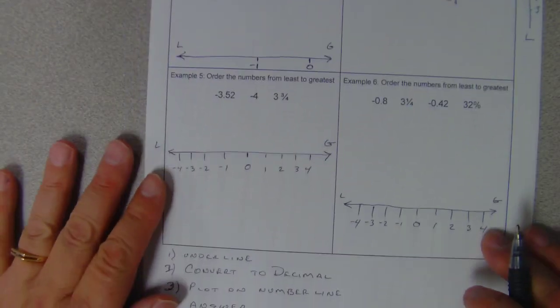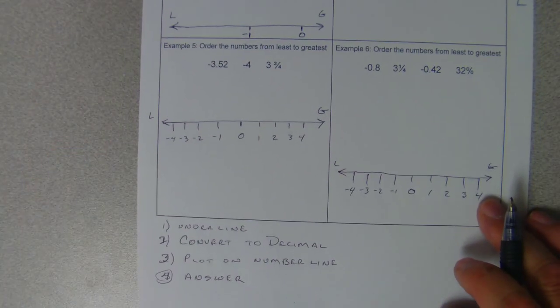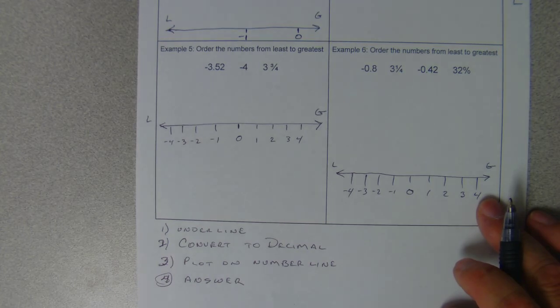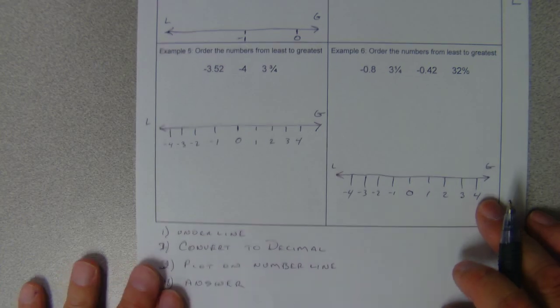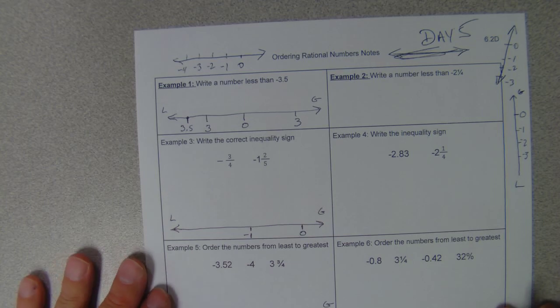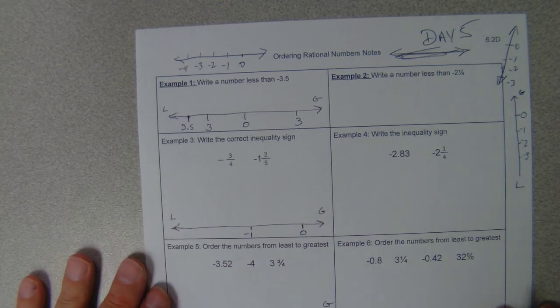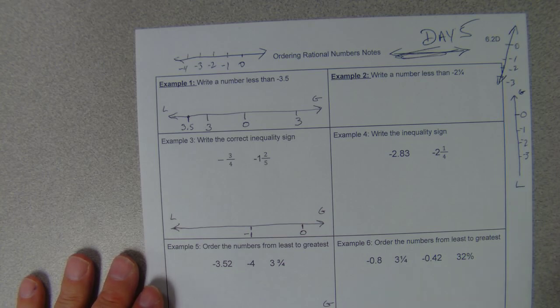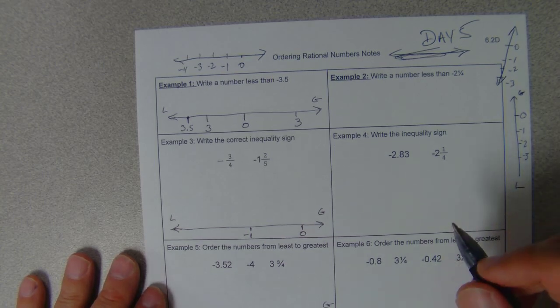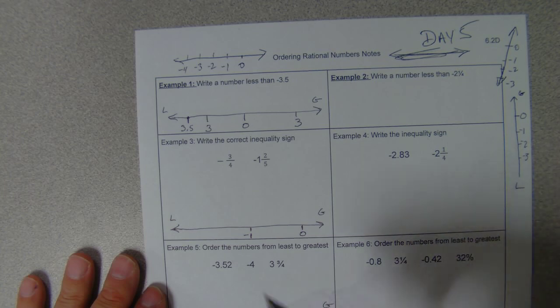One thing that I want to make sure of is that we're doing this type of construct. Underline, convert to decimal if they aren't already, and then plot on number line, and then select the answer if there is an A, B, C alternative multiple choice. So I went ahead and did some of the work for you on my sheet, so catch up with me on this.